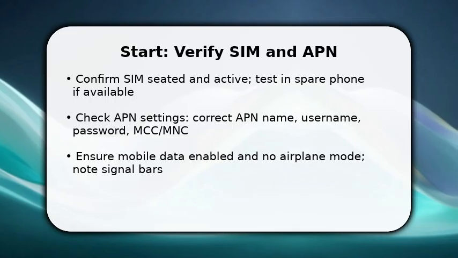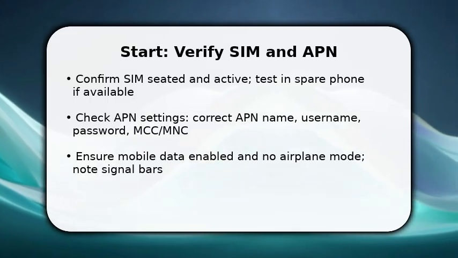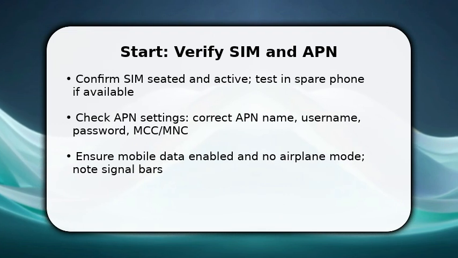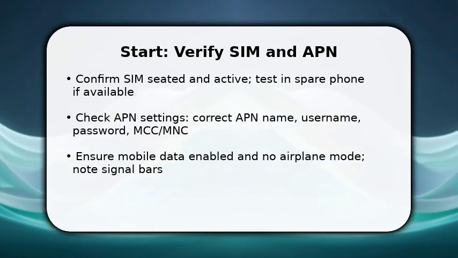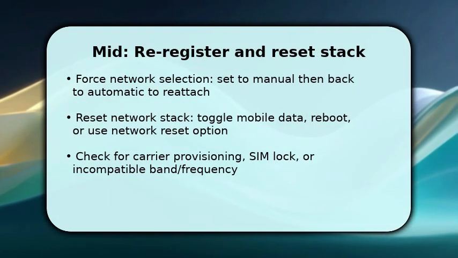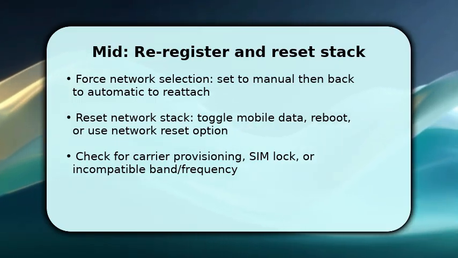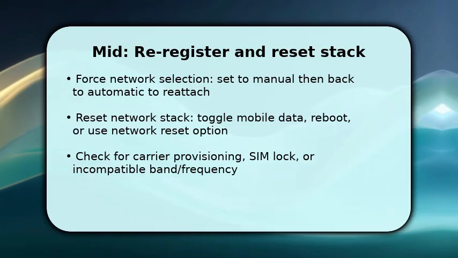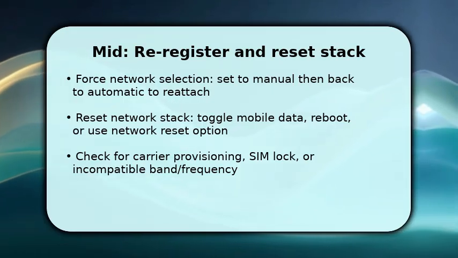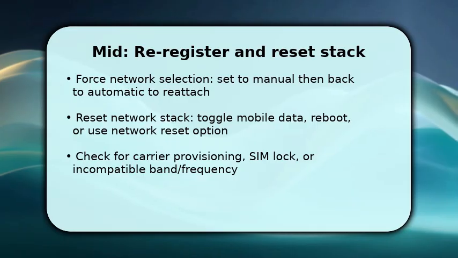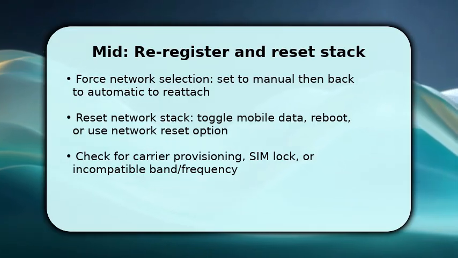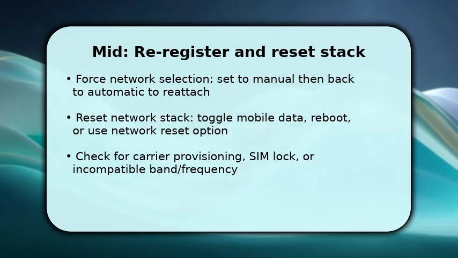Watch the signal bars change. If you see no Gprs indicator, record the network type shown and proceed to re-register the device. Next, you force the device to re-register with the radio network. Go to Network Operators, pick Manual, select your carrier, then switch back to Automatic so the phone does a fresh attach.